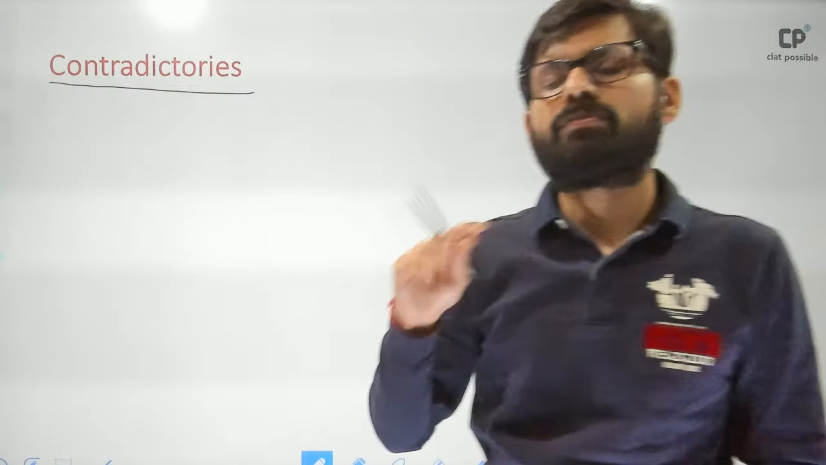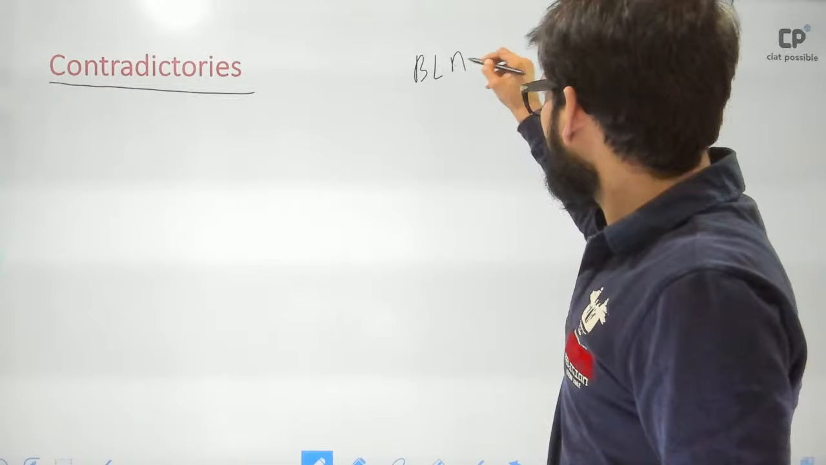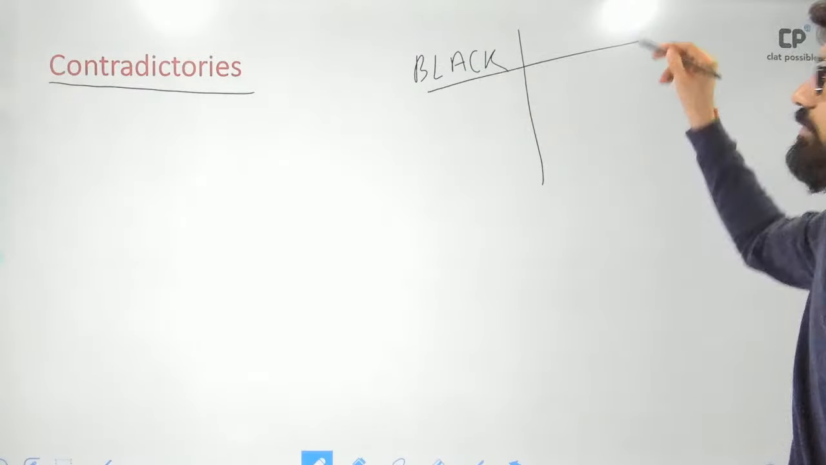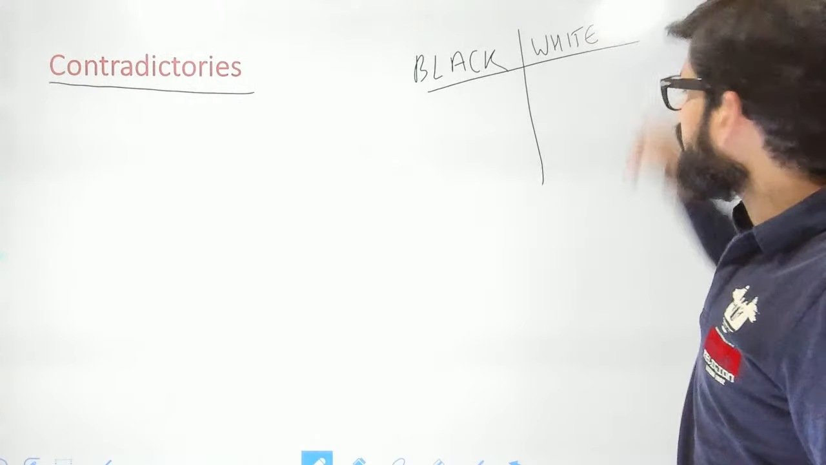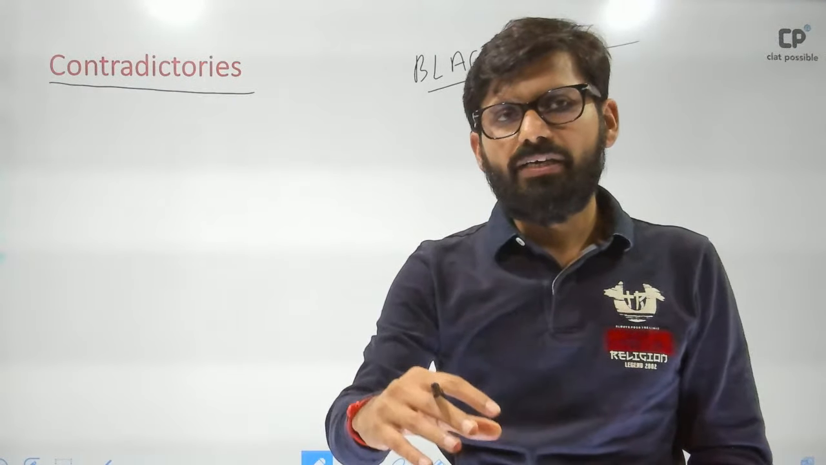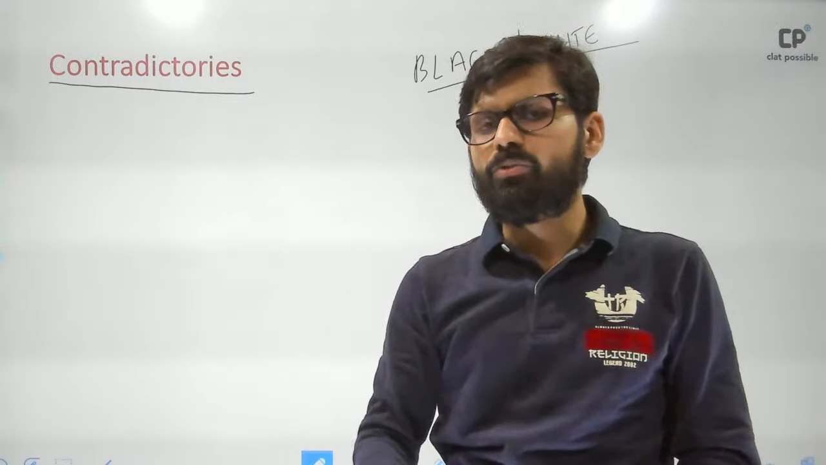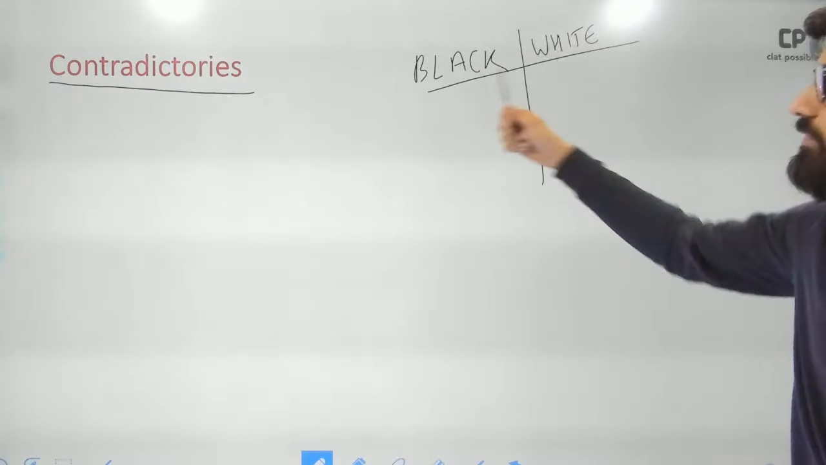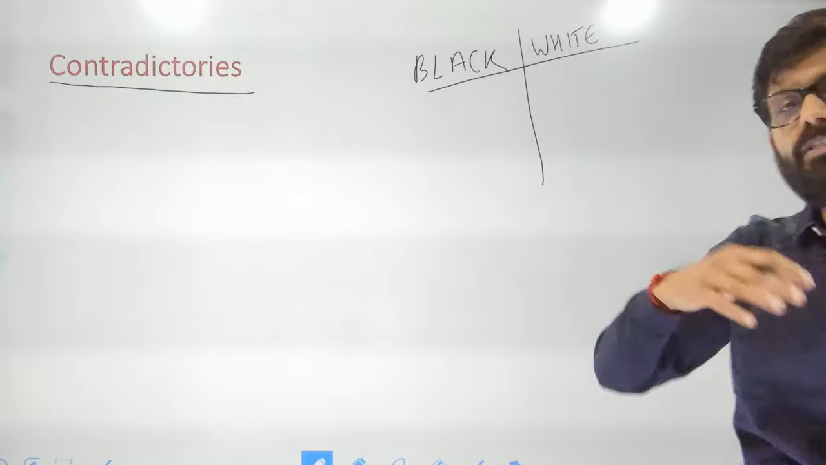We'll take an example of a word, let's say black. So if I ask you the opposite of black, the usual response is white. Okay, black opposite white. Now, if I ask you to place every object in the room, you must be sitting in a room, in one of these two categories, just place them in either black or white. All the objects that you can see in your room.